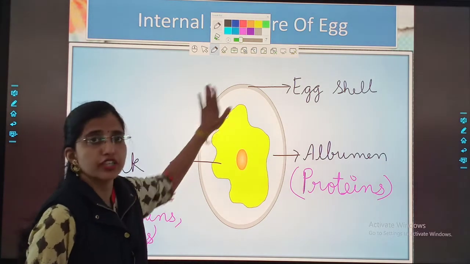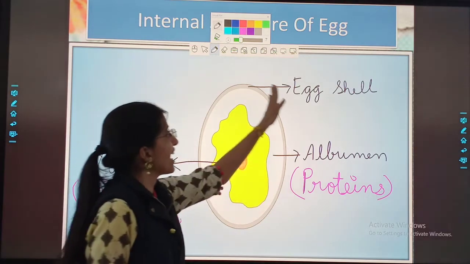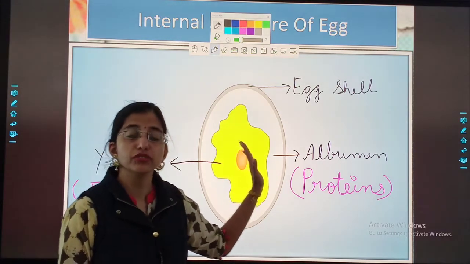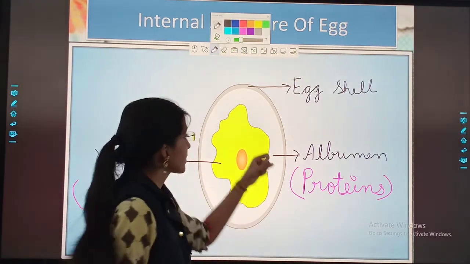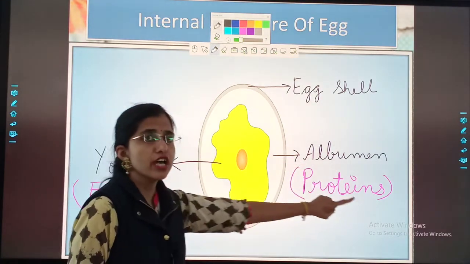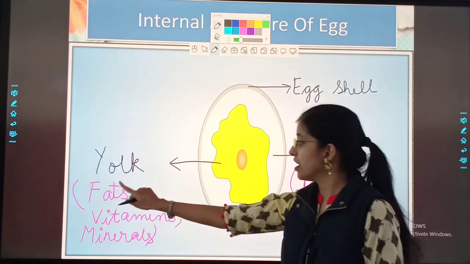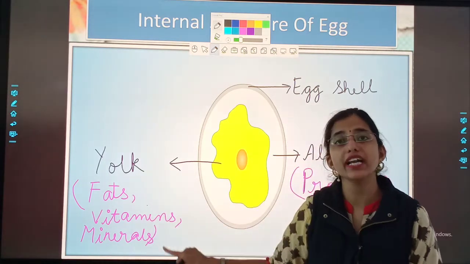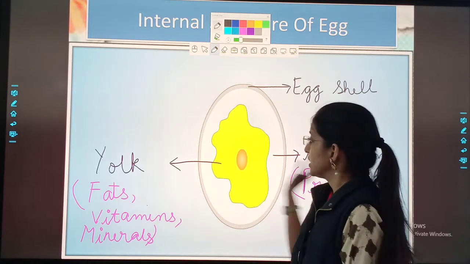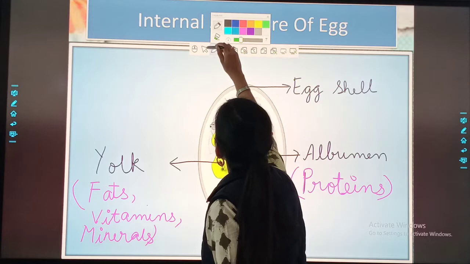So this is the structure of egg. Mainly it contains three things. Eggshell, function of eggshell is to protect the egg. Second, albumin, white jelly-like structure, rich in proteins. Yellow structure, yolk, rich in fat, vitamins and minerals. They provide nutrition to the developing embryo.